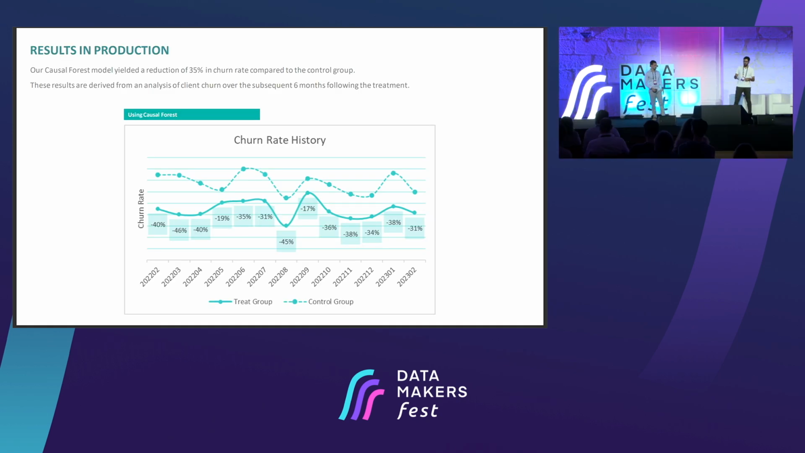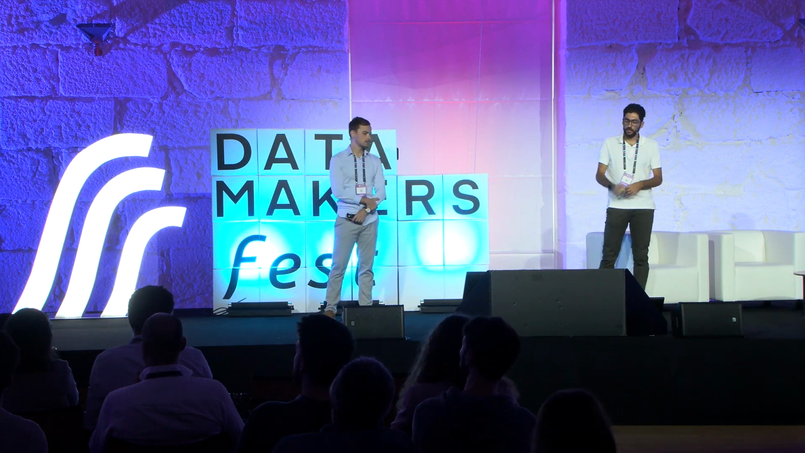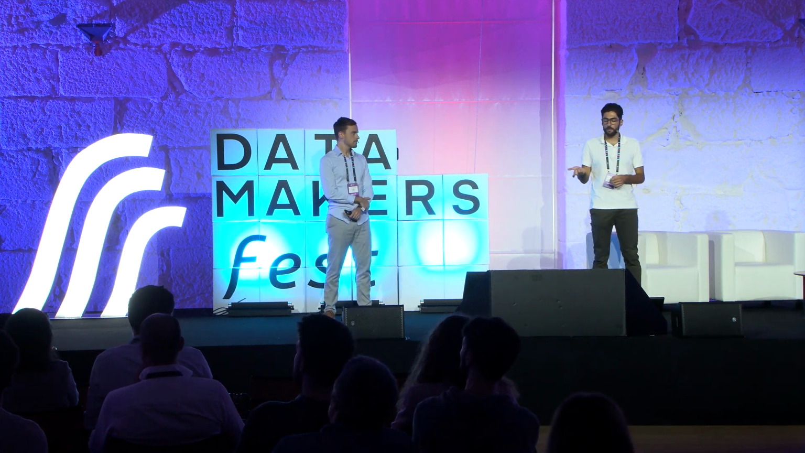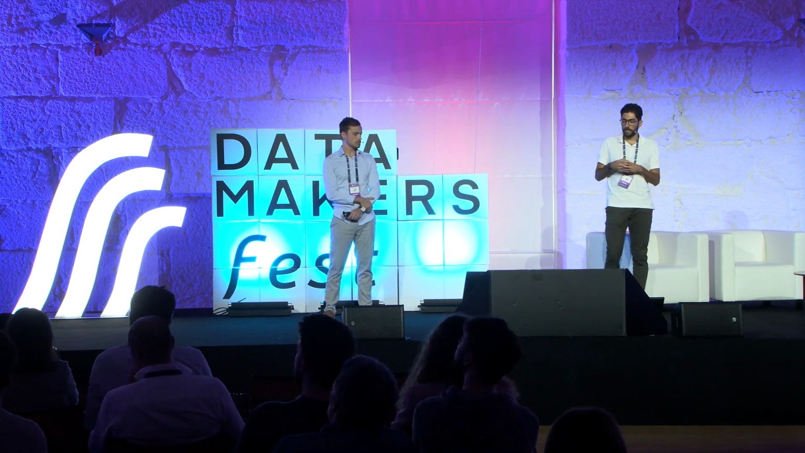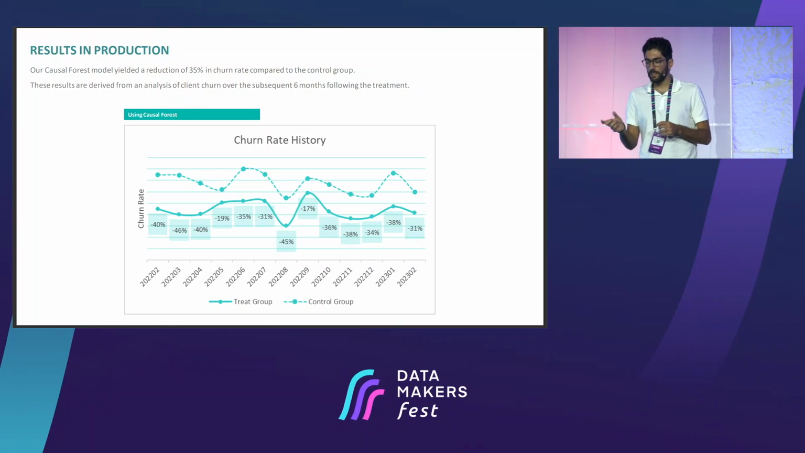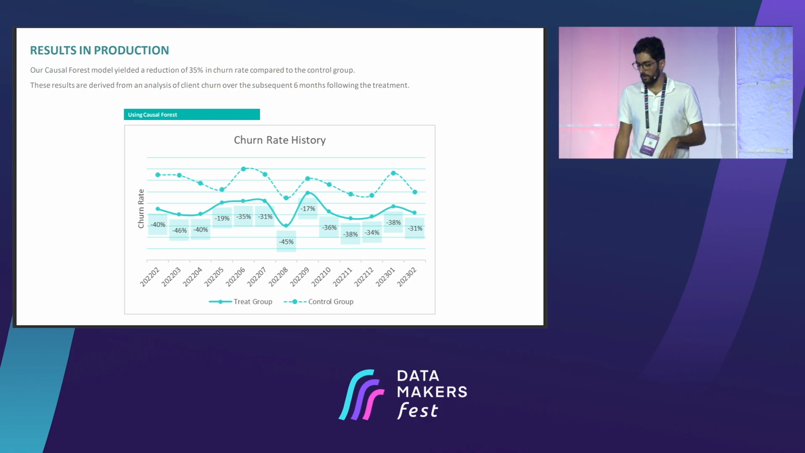So we have results to show in production using our second method, the causal forest, and we are able to get a reduction in churn of 35% when comparing the treatment and control groups, calculating the churn rate over the 6 months following that treatment. And as you can see, in all of the periods the churn rate is always higher in the control group when compared to the treatment group.